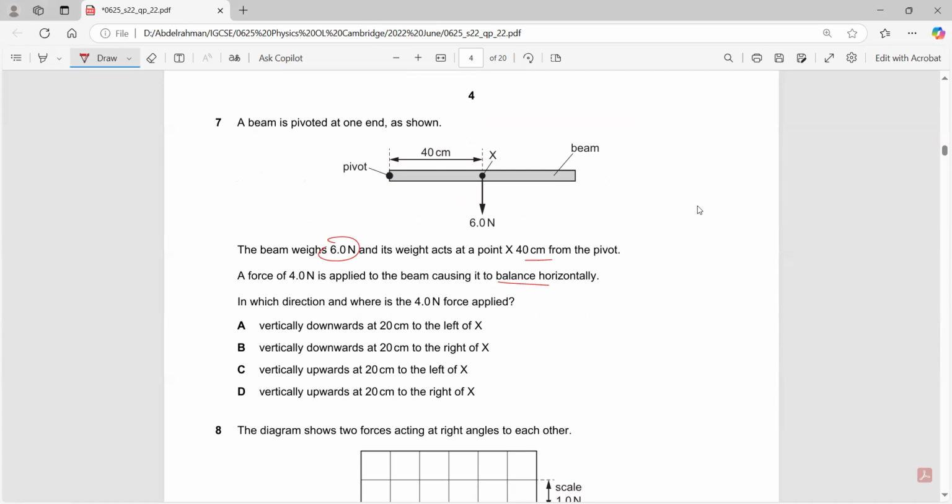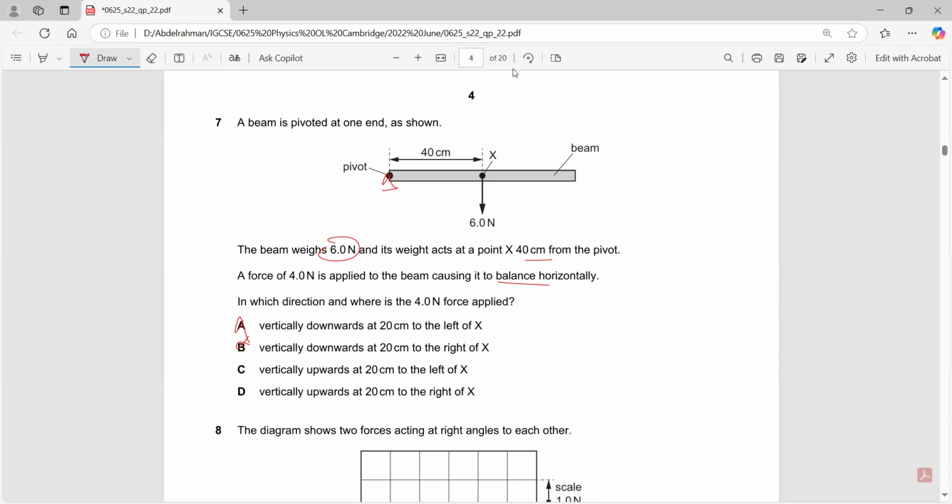Where's the pivot? The pivot is all the way on the left end. How can I balance this beam? If you have a downward force, then definitely you need an upward force. So we can cancel out A and B because they're downwards. For an object to be in equilibrium, you need upward forces to be equal to the downward forces.